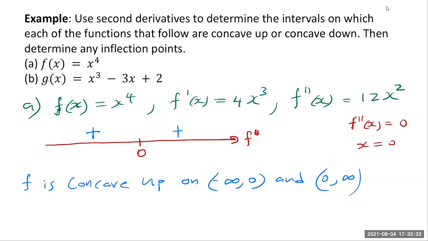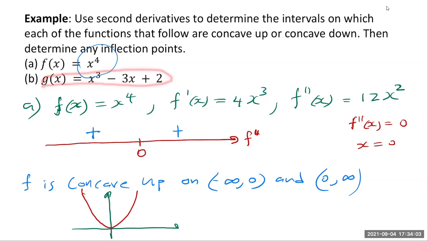In fact, if you draw the graph of this function, y is equal to f of x, you can see that your graph would look like this if you draw it. As you can see, this graph is concave up in the left interval, minus infinity to 0, and it is concave up in the right interval as well, 0 to plus infinity. All right, that completes the first part. Let's move on to the second part.